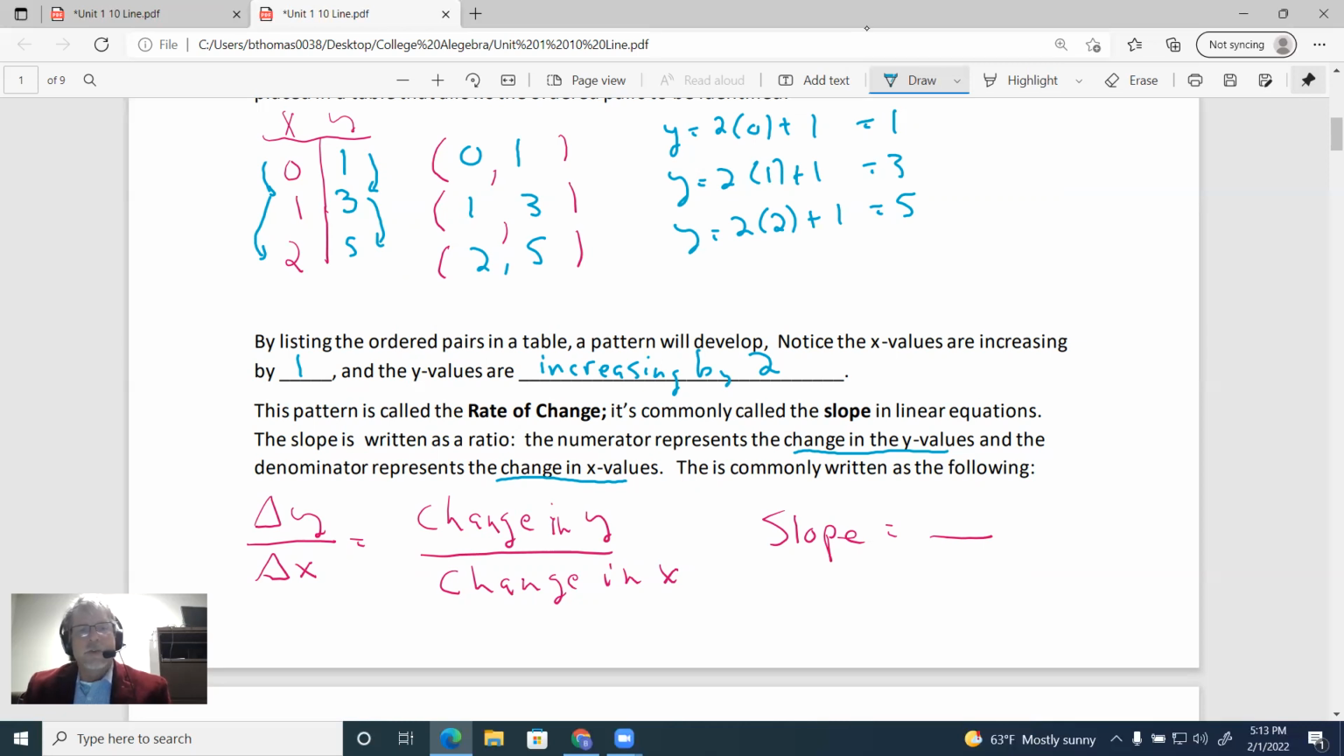So if we want to write the slope of this equation right here, notice that the y changed by 2. So they increased by 2. And the x changed by 1. So our slope is this ratio of 2 to 1. Now, most commonly, it's written in simplest form as simply 2. But to use slope, it's got to be written back as a ratio of a numerator and a denominator, because the numerator is describing the change in the y values, and the denominator is describing the change in the x values.